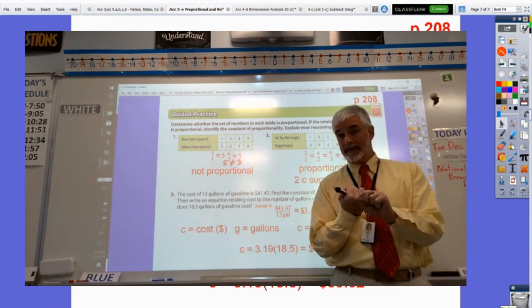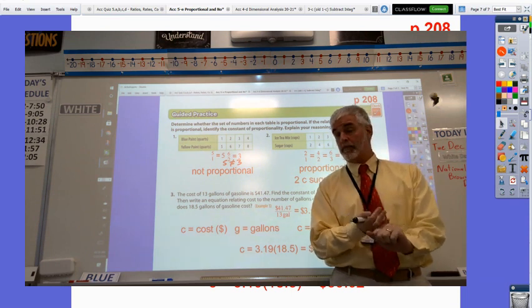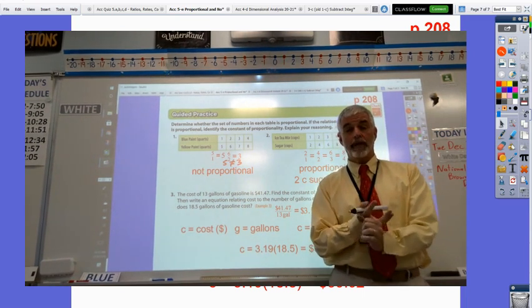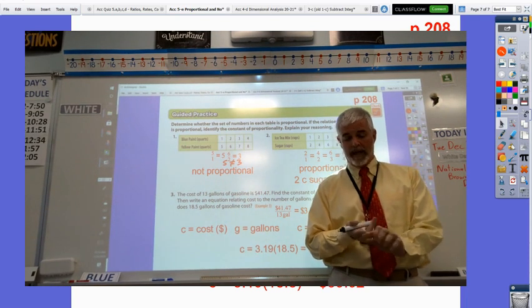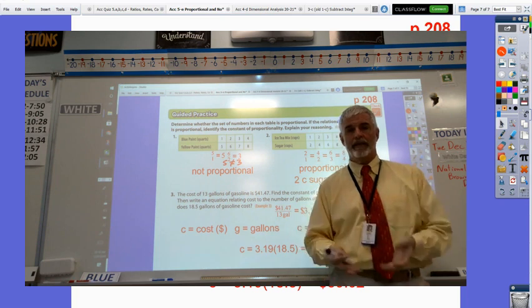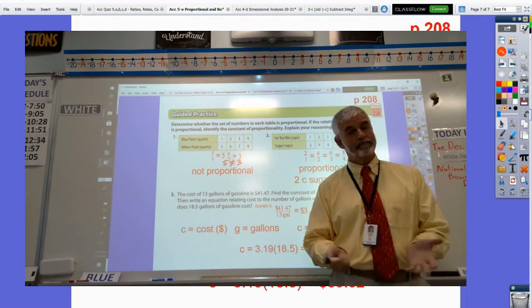Okay, so ratios of the 2 quantities are always the same. If they're constant, then it is a proportional relationship. That constant ratio is the constant of proportionality, also known as the unit rate. Then I can use that to write an equation by defining variables for the 2 changing quantities and then writing the equation, which I can then use to find any combination of the 2 values. And that's it.